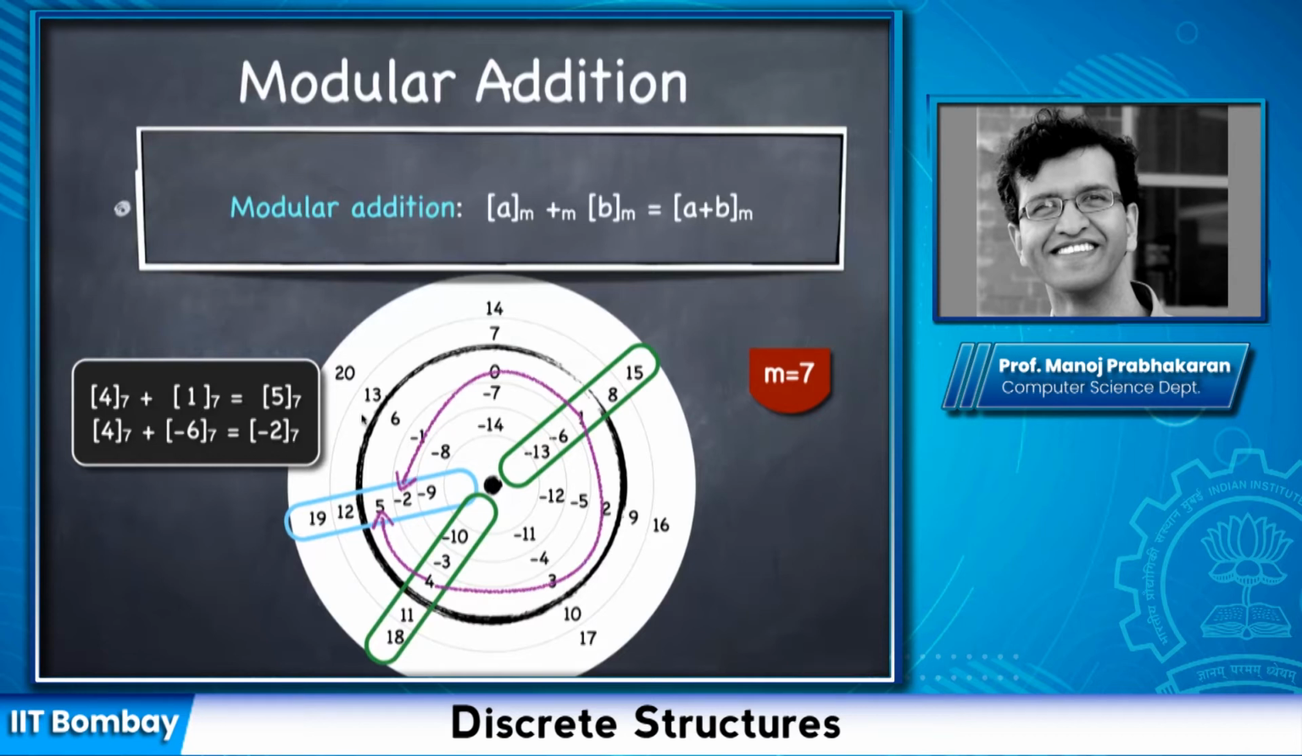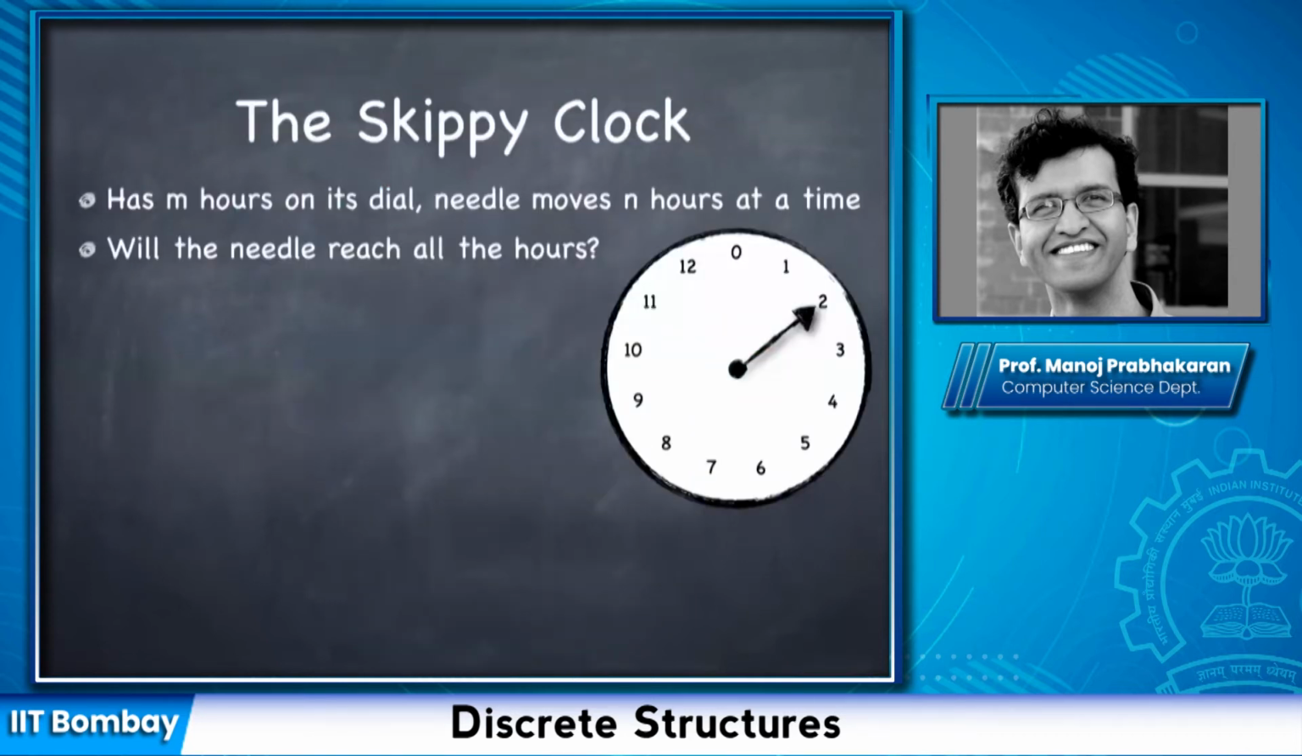Okay, so now let's go back to the question we had, the Skippy clock. There is a clock with m numbers on its dial, 0, 1, 2, 3, up to m-1. It has a needle that starts off at 0 and moves n hours at a time. Our question was, will the needle reach all the hours? One specific example we had was where m was 13 and n was 2. Let's answer that question.